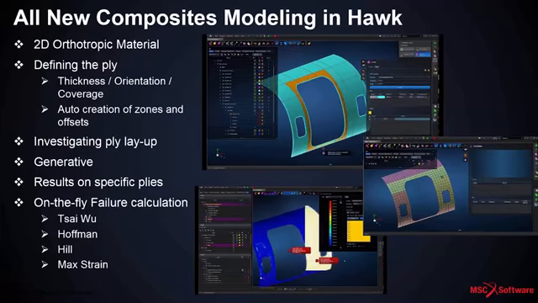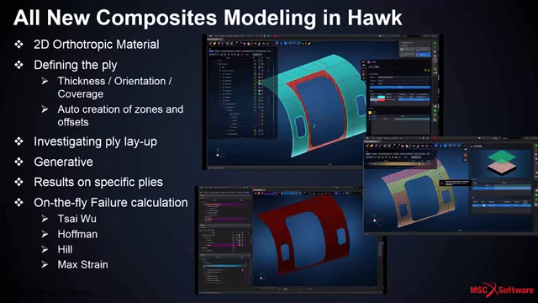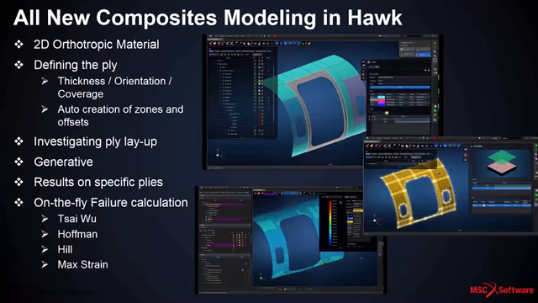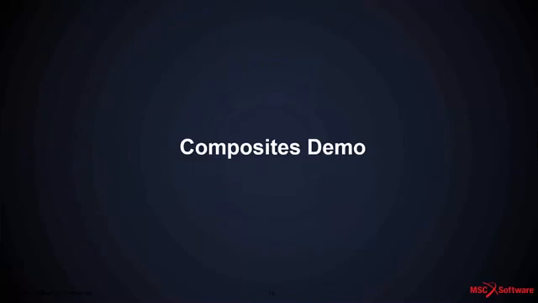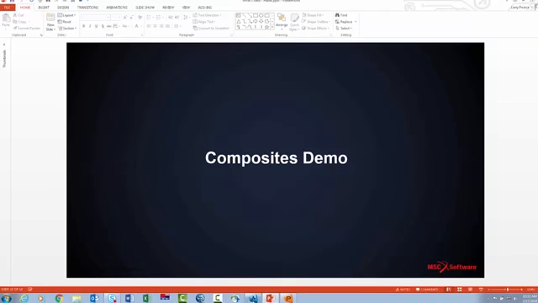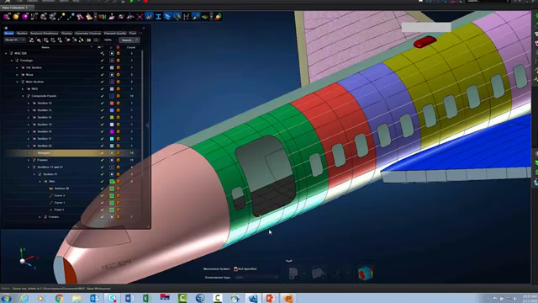And then the fourth thing to watch out for as we go into the demonstration portion is post-processing, because really it's all about the results, right? It's the results that you're going to use to make design decisions. We're going to see that Apex offers on-the-fly failure calculations, quick identification of the worst ply, and a bunch of other stuff, okay? So let's get started on the demonstration portion.